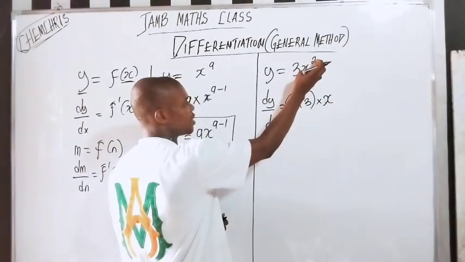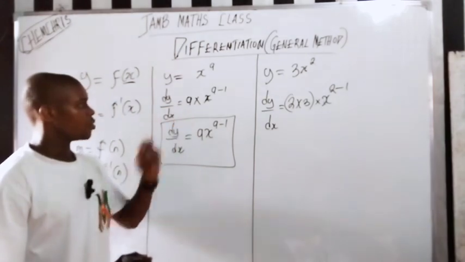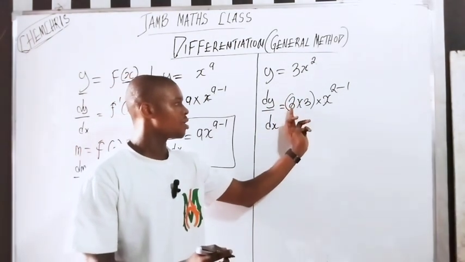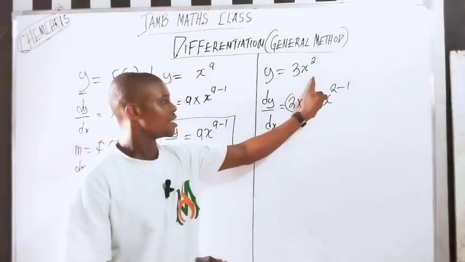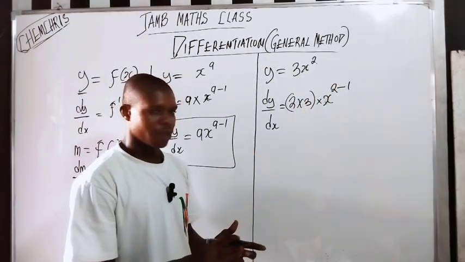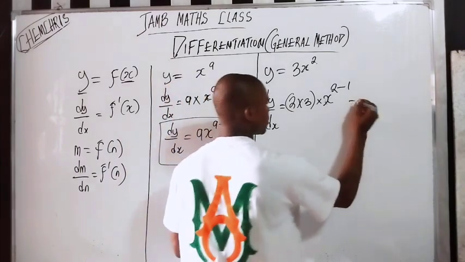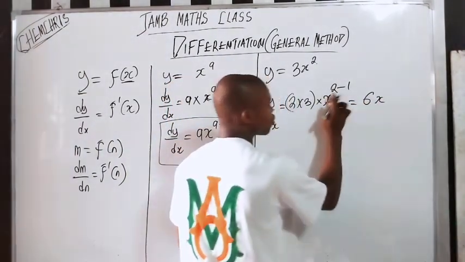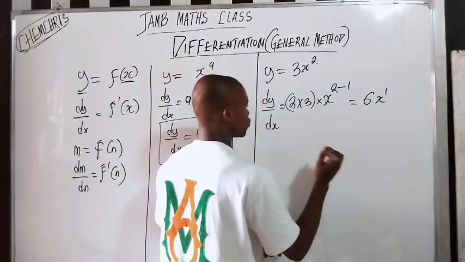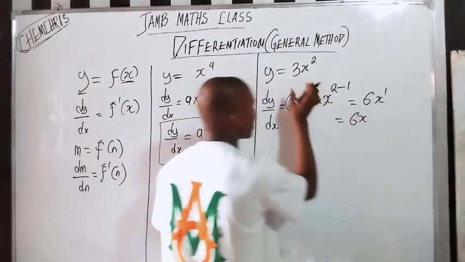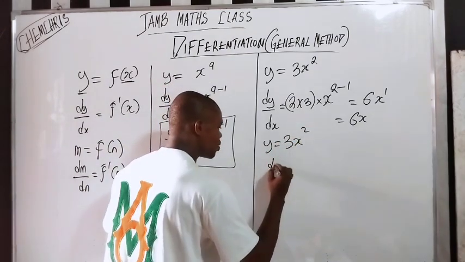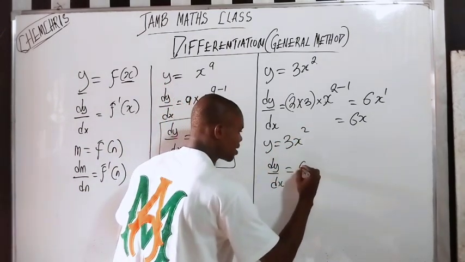Now remember, the power is already 2 minus 1, just like in the formula. So it's going to be 2 times 3 times x raised to 2 minus 1. What are you going to get here? 2 times 3 is 6, and x raised to 2 minus 1 is x to the 1. So you get 6x. It means that if y equals 3x^2, dy/dx is going to be 6x.